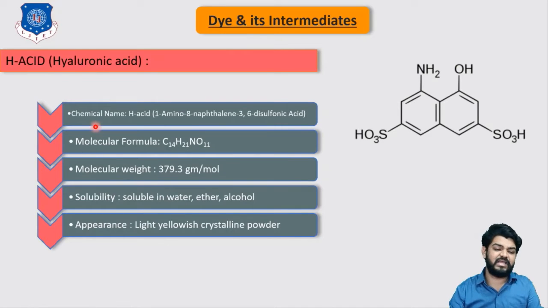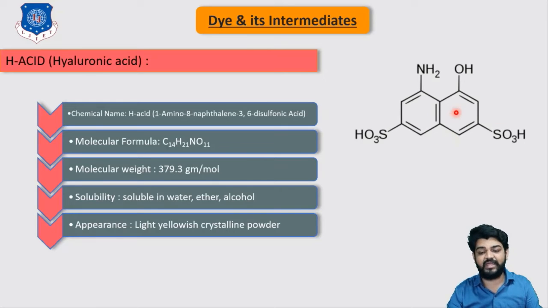As you can see here, the chemical name is H acid, that is nothing but 1-amino-8-naphthol-3,6-disulfonic acid. It has a molecular formula of C14H21, nitrogen and oxygen. It has a molecular weight of 379.3 grams per mole. It is very much soluble in water, ether and different alcohols. Its appearance is slightly yellowish crystalline powder. So this is the chemical structure of H acid.